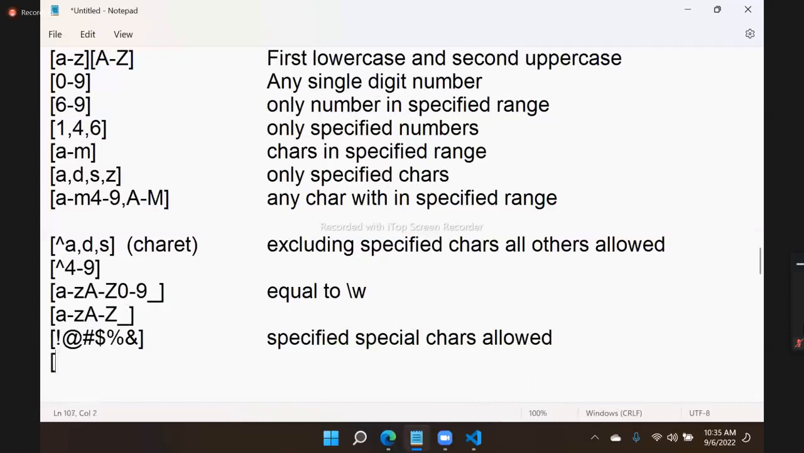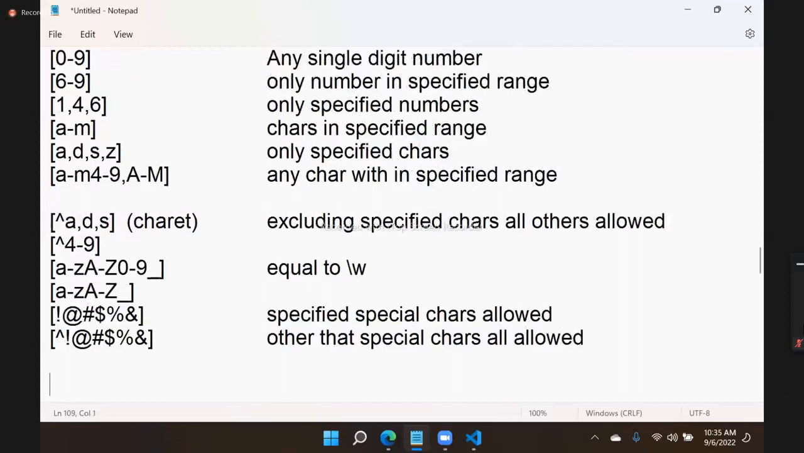Suppose I am writing caret and special characters. What does this mean? It means other than special characters. Understood? So all others are allowed. Other than those special characters you mentioned, all are allowed. Those special characters are not allowed. That is the combination of meta characters. These are all meta characters.